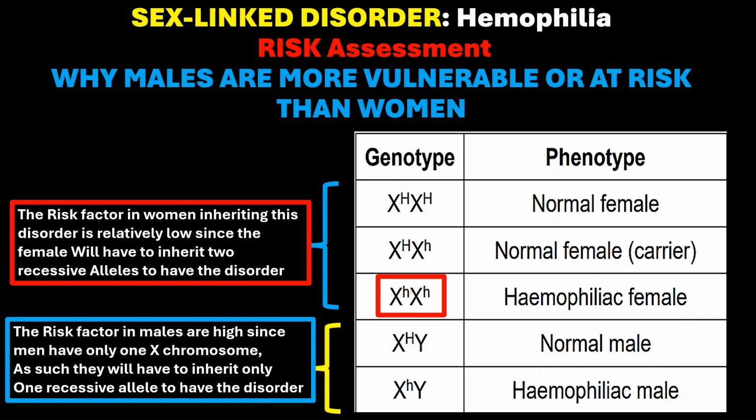For males, there are only 2 ways of producing the combination because males are genotypically XY, and hence their risk factor is very high, since men have only one X chromosome, and as such they will have to inherit only one recessive allele to have the condition. So for men it's 50-50. Either you are normal or you have the disease. So that is where the whole problem is.